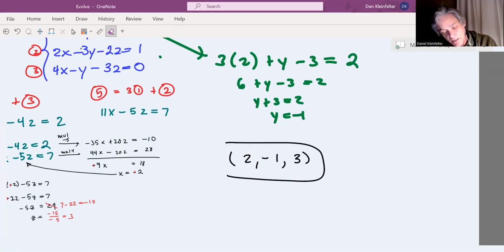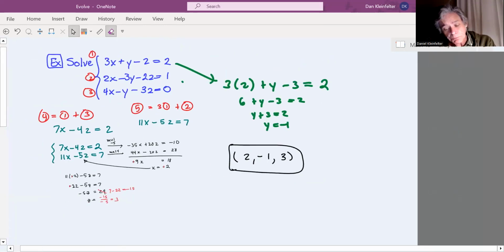Okay, so that takes us to the end of this problem and the end of this first part of this video. We'll have more examples to come in the next part.